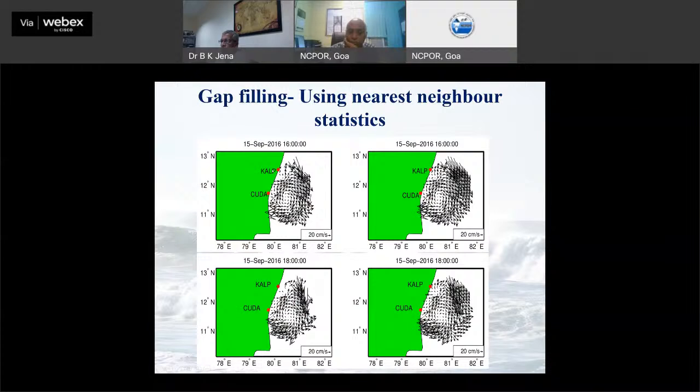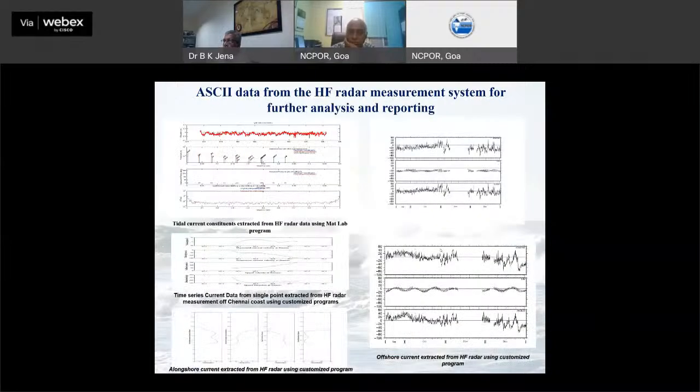Apart from that, we have also developed some programs to gap-fill this data. We did it with the total vectors, and we tried to fill using neighborhood statistics. But later on, we came to know that if you start gap-filling with radial currents, it will be far better. That is why inquiries also come up with some algorithm.